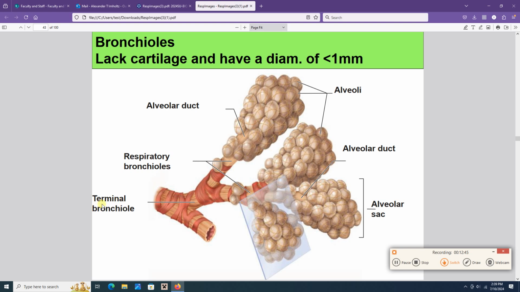So a terminal bronchiole, terminal means at the end. Well, the end of what? The end of the conducting zone. Now, our respiratory bronchiole will turn into an alveolar duct, which is a tube made of mostly alveoli. Then that'll dead end. And that dead end of alveoli is called an alveolar sac.